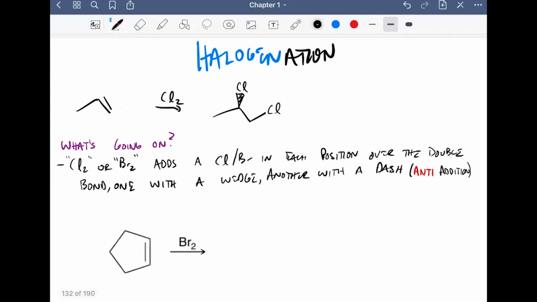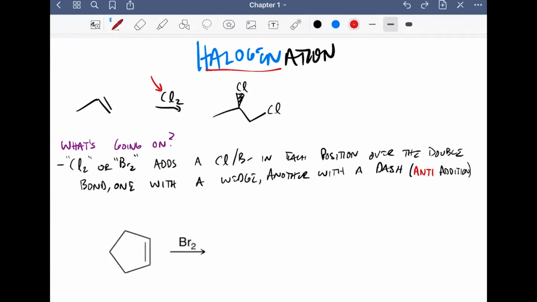All right. Halogenation is just like the term suggests, but we are adding 2 halogens for this one. This one's super easy because it says it in the reagent already. Cl2 suggests that you're adding 2 chlorines. You could also write Br2, stuff like that. So I wrote Cl2 and Br2 adds a Cl or Br in each position over the double bond, one with a wedge and one with a dash.